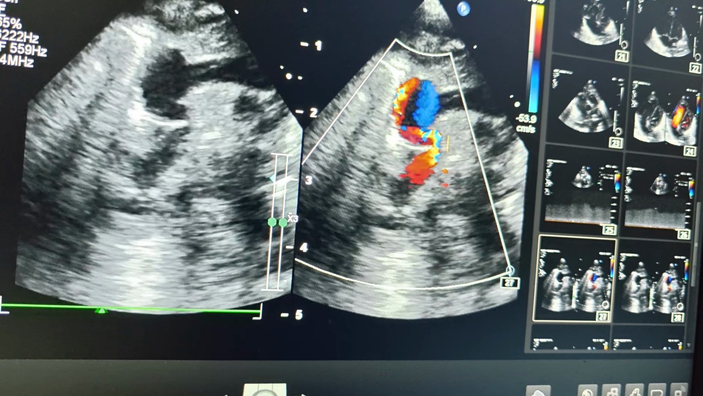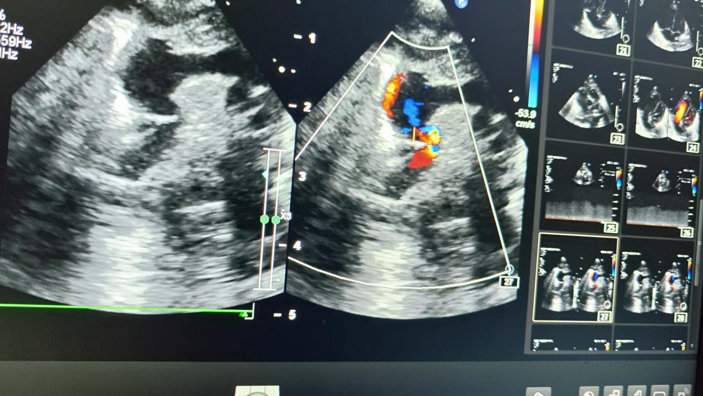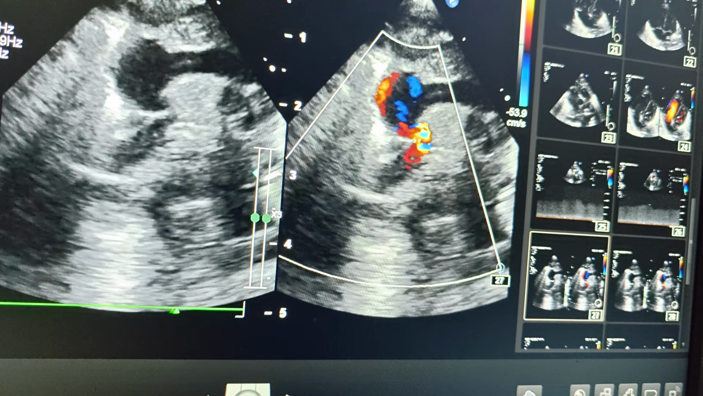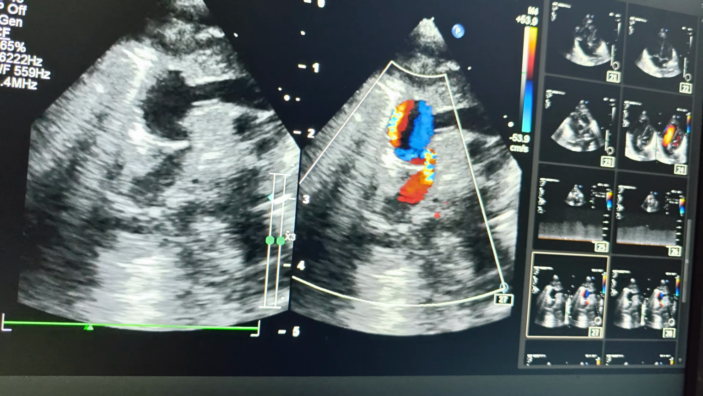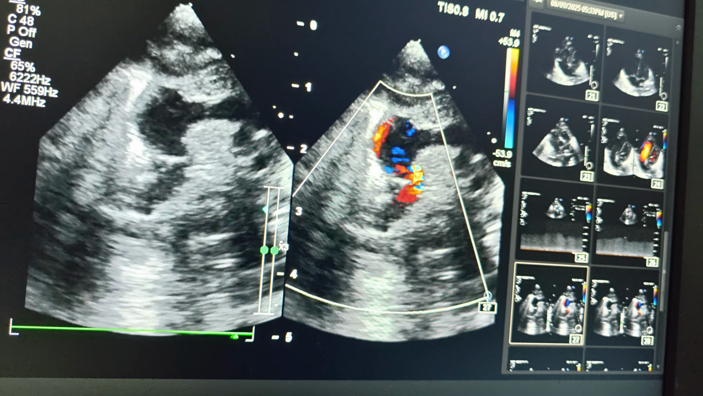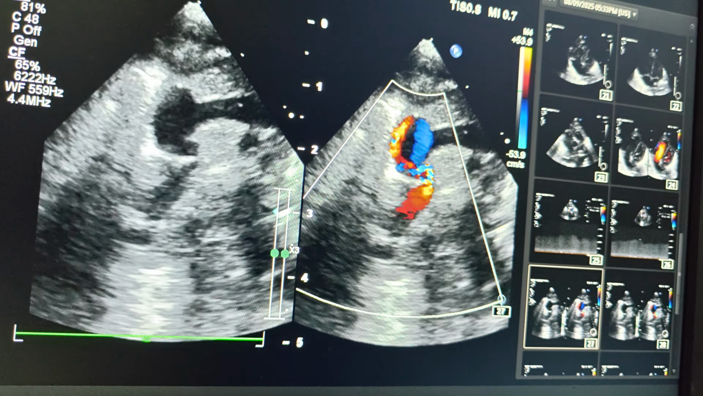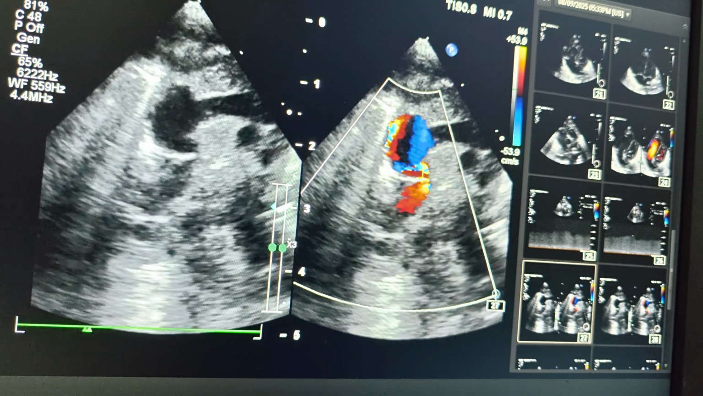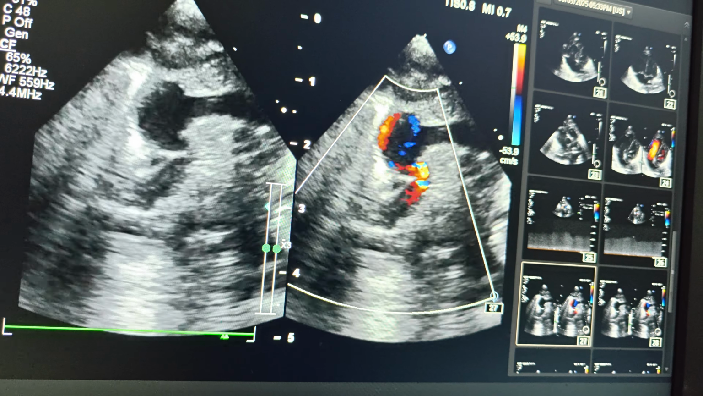Here is the flow obstruction. You can see the turbulence. Good. You can easily appreciate the turbulence here, and that is the part where the pulmonary vein is obstructed. So ultimately what happens with pulmonary venous obstruction in case of TAPVC? Pulmonary venous flow obstruction means more pressure within the pulmonary venous confluence, that will be reflected at the pulmonary capillary level, ultimately pulmonary edema, so shortness of breath.